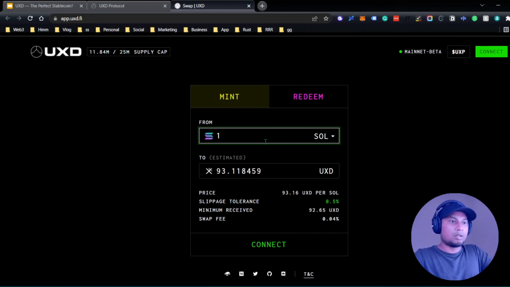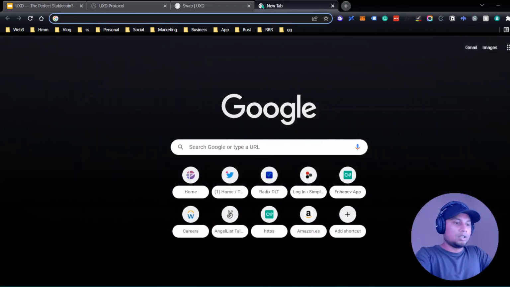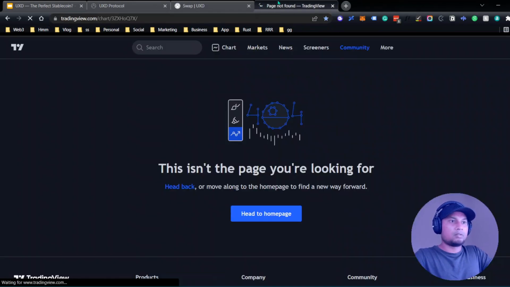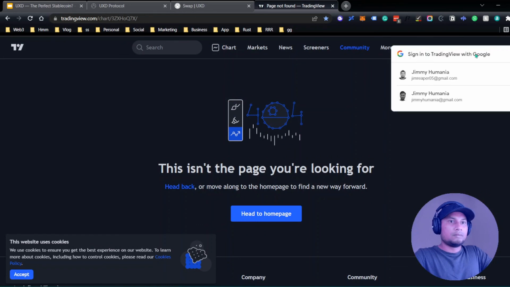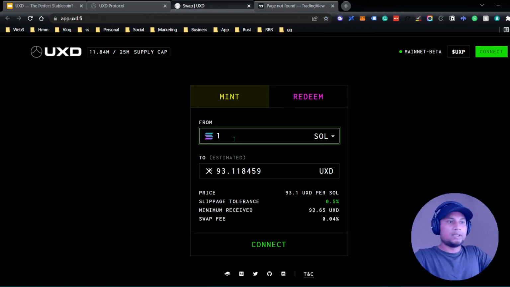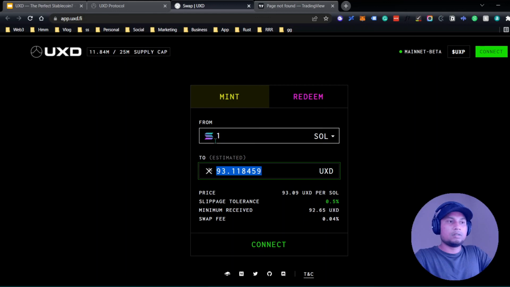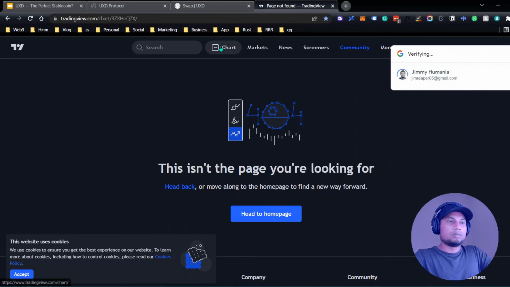Let's say, for example, $1, so one Solana. Currently the price is, so how much is it? I think it's like $93 right now. Basically, it will mint at a value of 1 to 1. So if you're minting one Solana, whatever the value of Solana is in US dollars, that is the amount which is going to be minted. Right, so let's see.